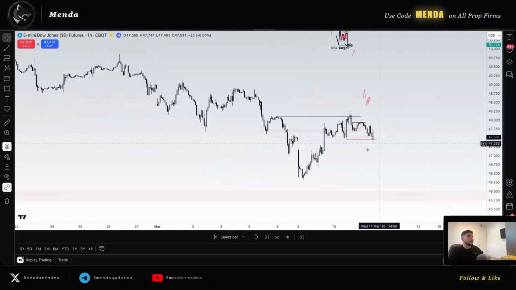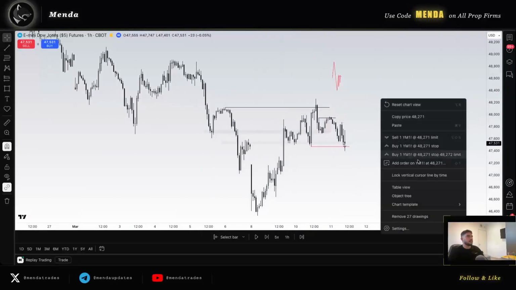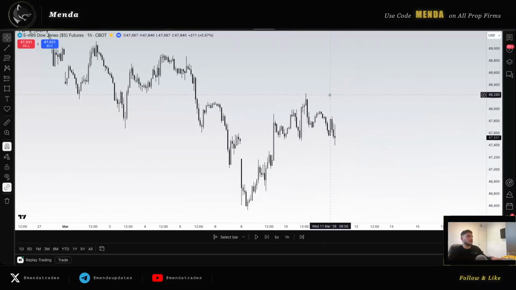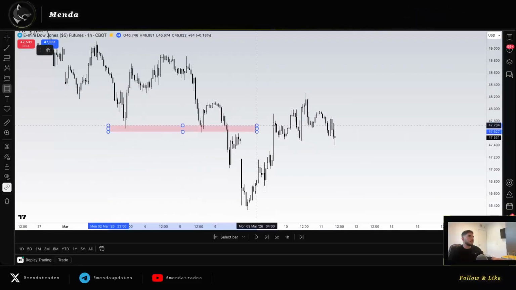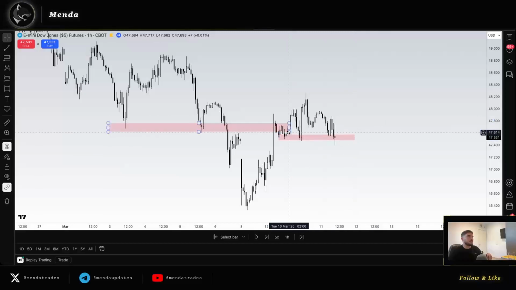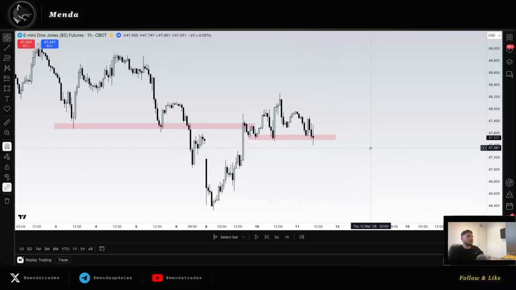So the first thing we do when we approach this chart is to mark our SNR levels. This is the first thing I do when I step into the chart. We can clearly see we have this support and resistance zone over here, and we have this resistance zone. So we had this resistance, and we have this support, very clear ones.